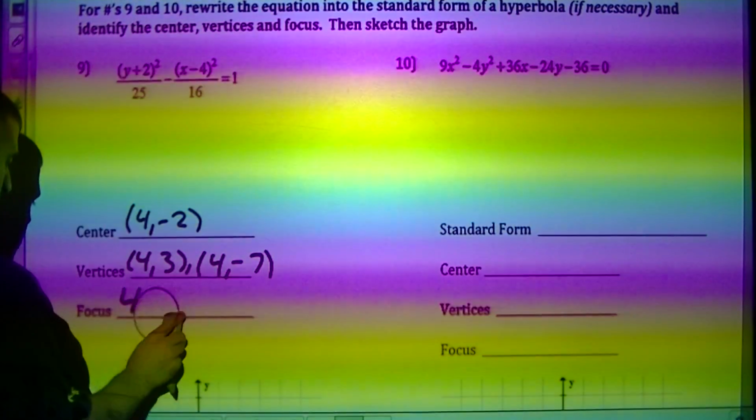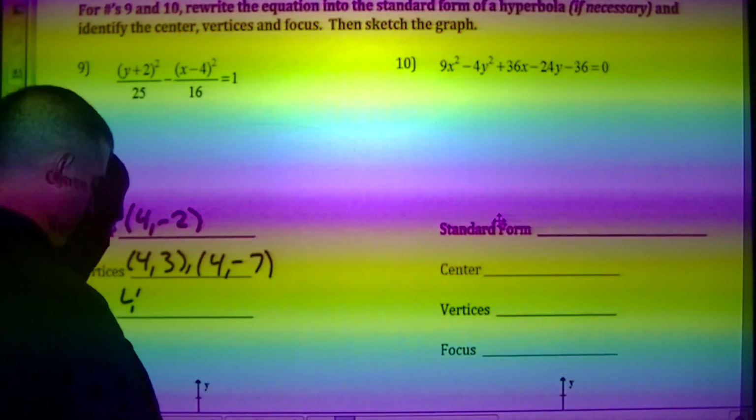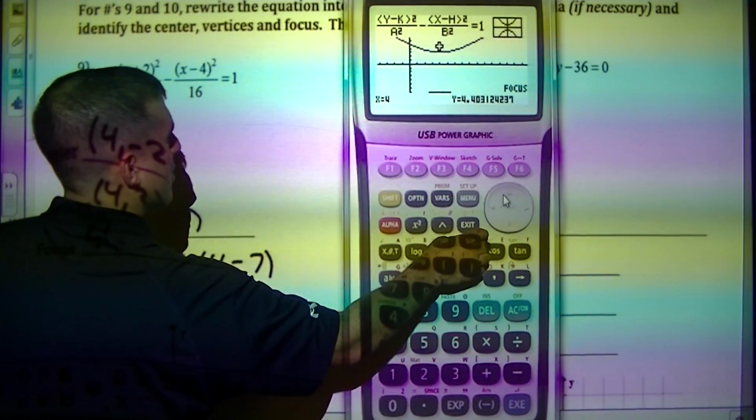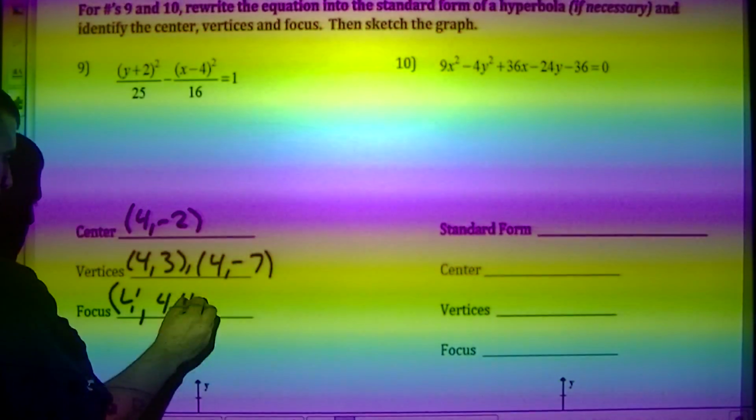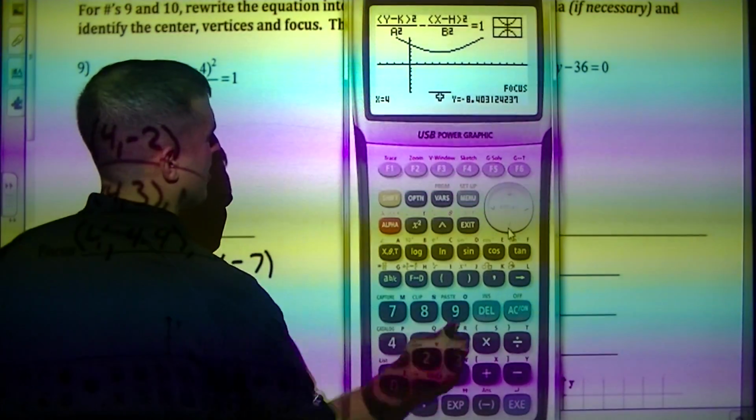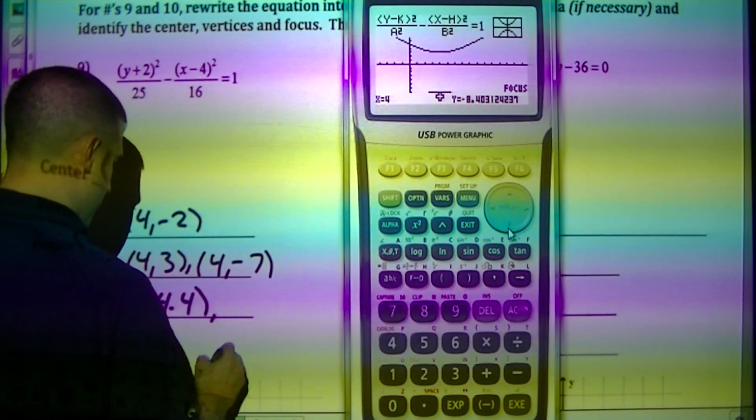Oops. Let me go back into that again. That's (4, 4.4) and (4, -8.4).